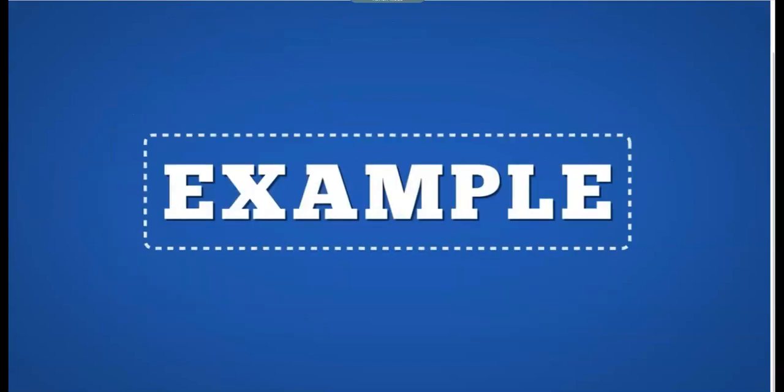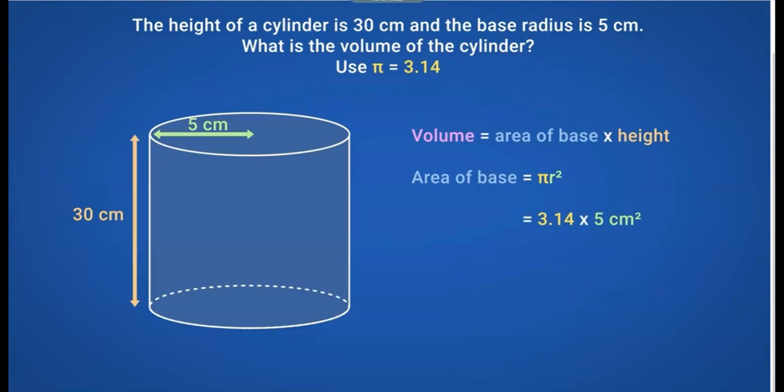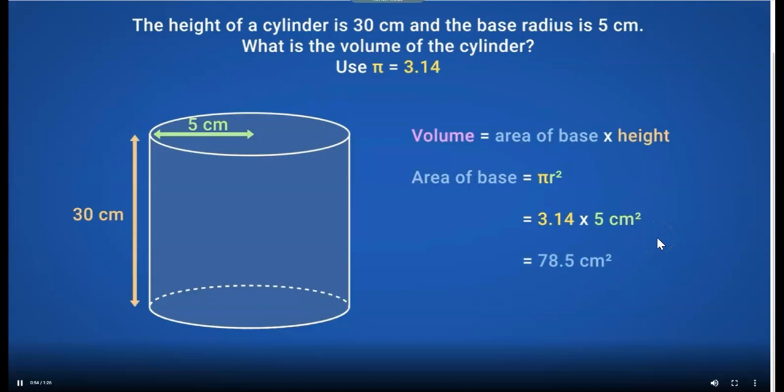Example. The height of a cylinder is 30 centimeters and the base radius is 5 centimeters. What is the volume of the cylinder? Use pi equals 3.14. Using the formula volume equals the area of the base multiplied by the height, we need to first calculate the area of the base using pi r squared. 3.14 multiplied by 5 centimeters squared equals 78.5 centimeters squared.